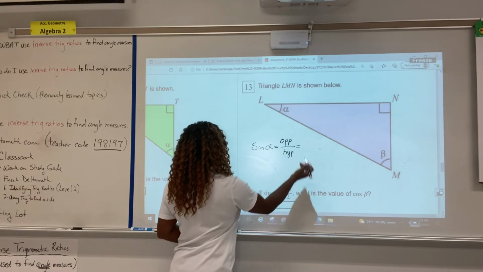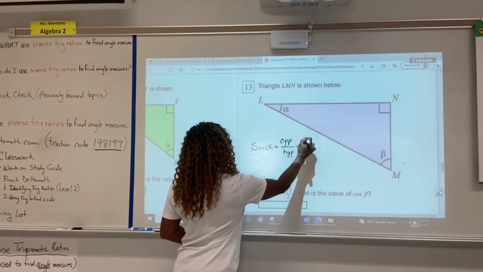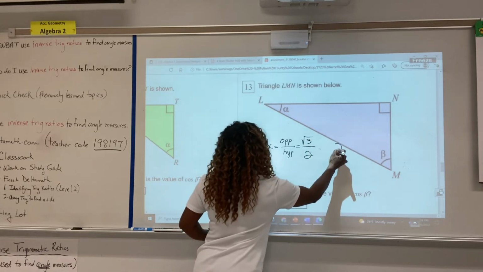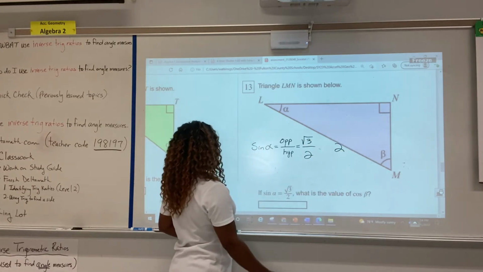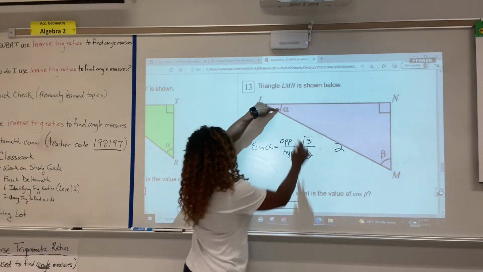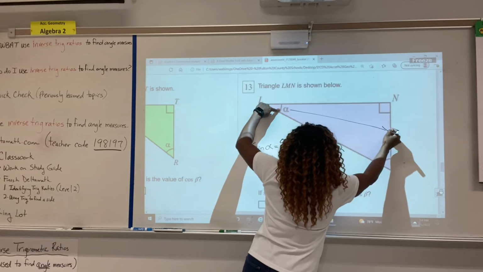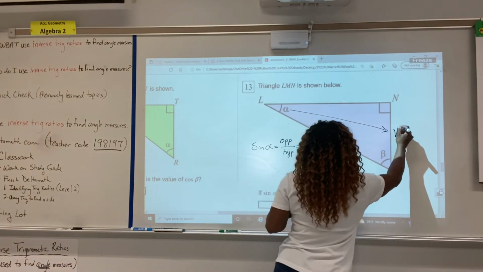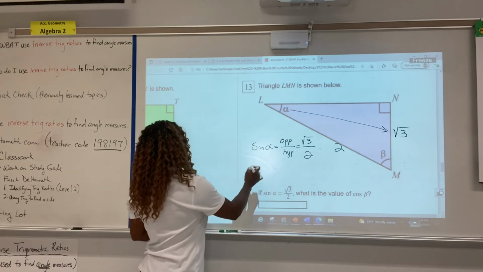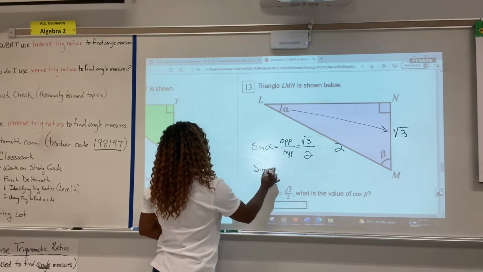And in this case, our opposite is square root of 3. Our hypotenuse is 2, so let's label that. This is 2, and the opposite side from angle alpha, which is directly across from there, is the square root of 3.